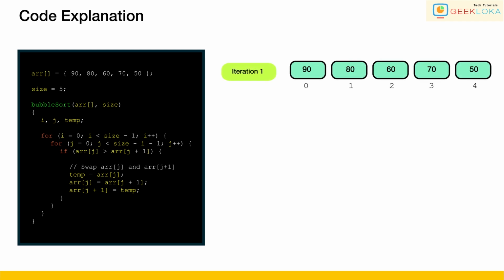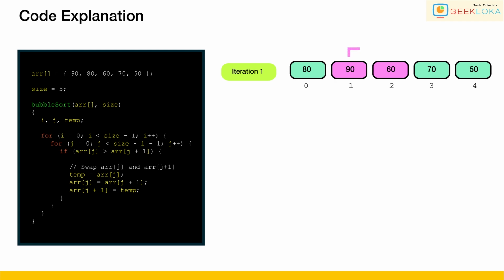Picture our array: 90, 80, 60, 70, and 50. We will sort it in ascending order over 4 iterations. Each iteration will bubble up the largest number to its correct position. First iteration, we start by comparing the first two elements, 90 and 80. Is 90 less than 80? No, it's larger. So, we swap them. Our array now looks like 80, 90, 60, 70, and 50.